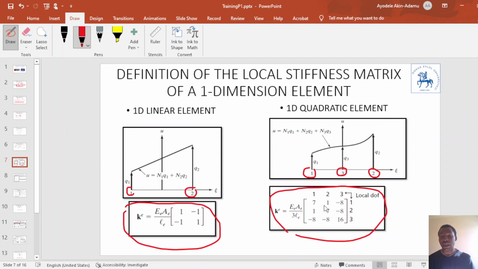This quadratic element can easily be implemented by structural programs like Ansys. Using the quadratic element gives more accurate results than linear elements. What's important here is that you need to know that the local stiffness matrix of a one-dimensional linear element is given by EA/L and this matrix, while the local stiffness matrix of the one-dimensional quadratic element is given by EA over 3L times this matrix.